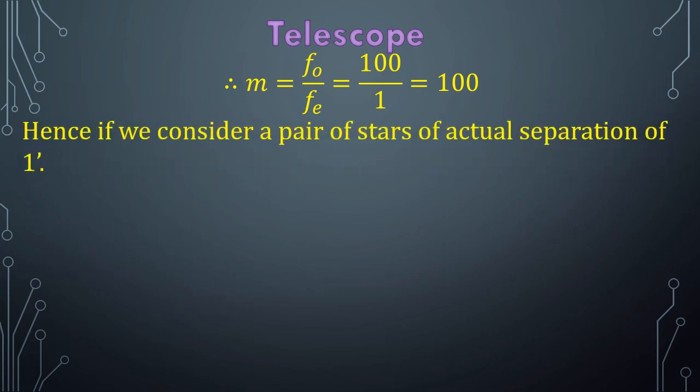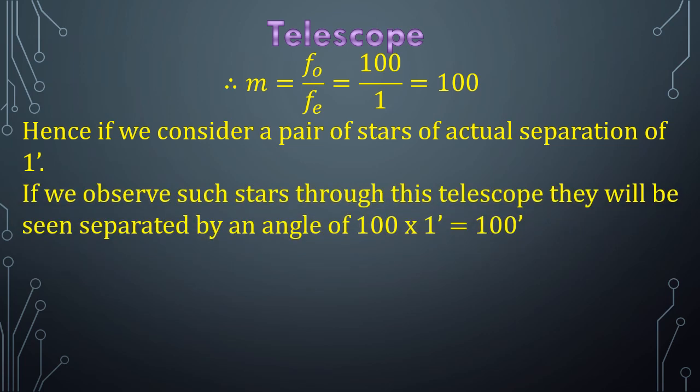Hence, if we consider a pair of stars of actual separation of 1 minute, and if we observe such stars through this telescope, they will be seen separated by an angle of 100 into 1 minute, that is equal to 100 minutes. So you can say that that is nearly 3.33 degrees.